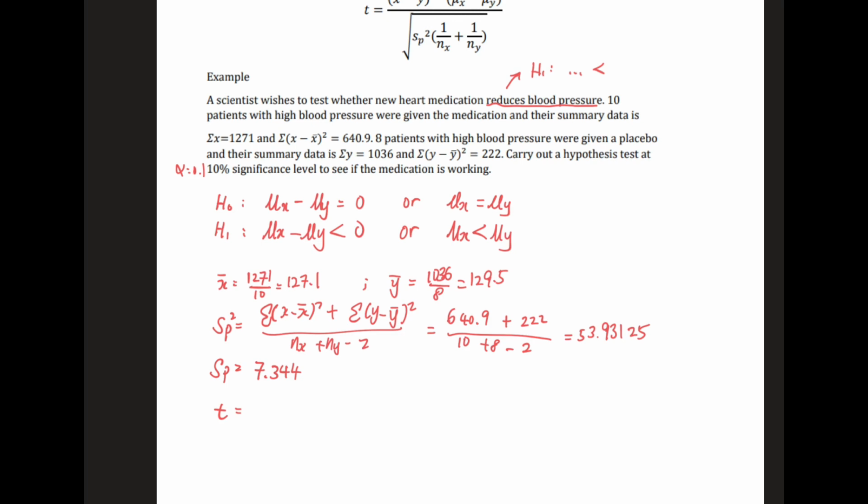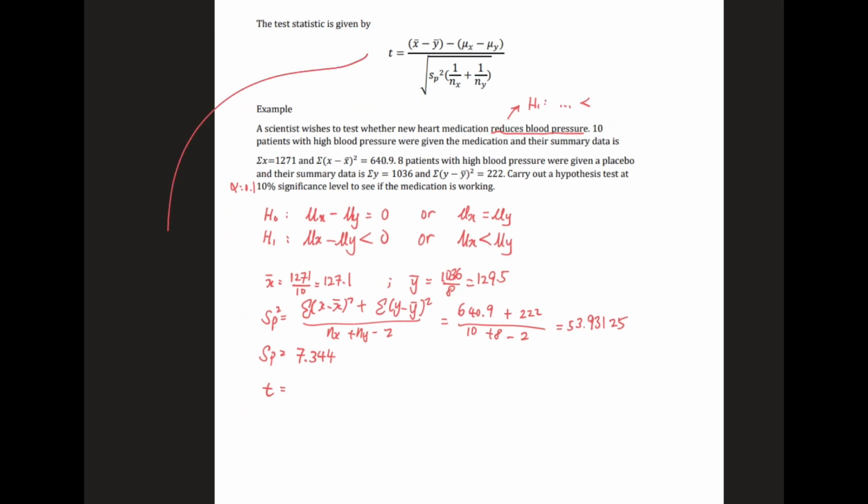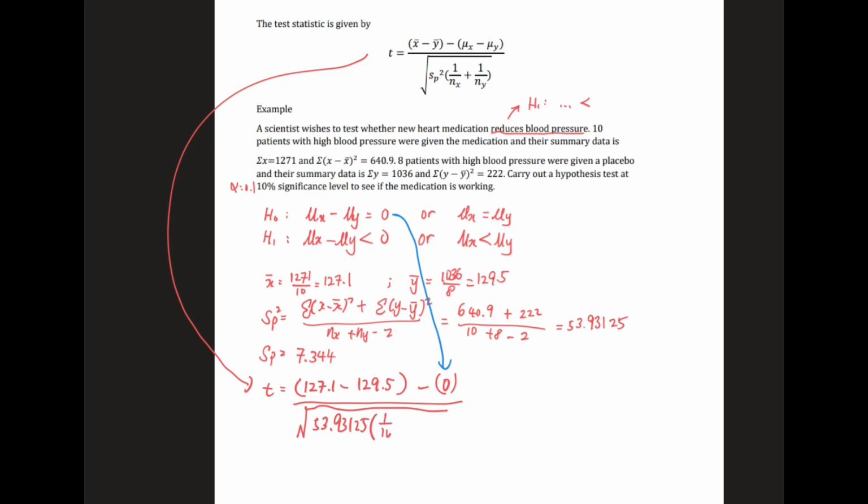The formula is written on top, this formula. Okay, so I just substitute 127.1 minus 129.5, minus mu x minus mu y. We take the H0, which is 0. 0 comes from here. Okay, so over the square root of Sp square. Sp square is 53.93125. Then 1 over nx plus 1 over ny. Okay, then we count this, we get negative 0.688.